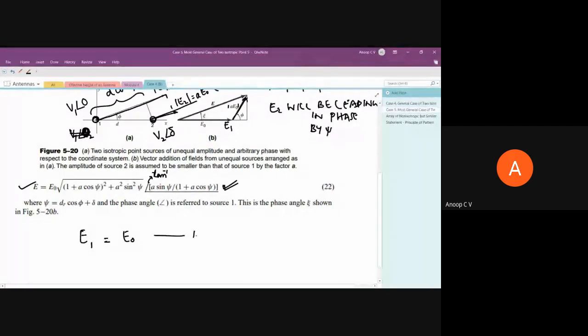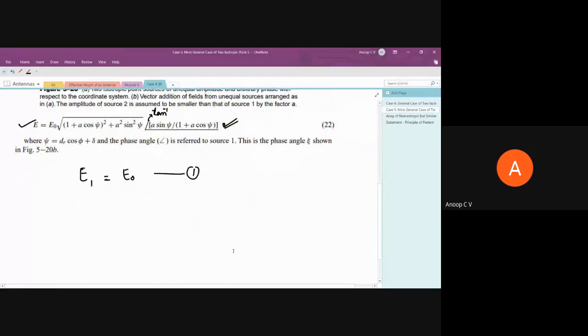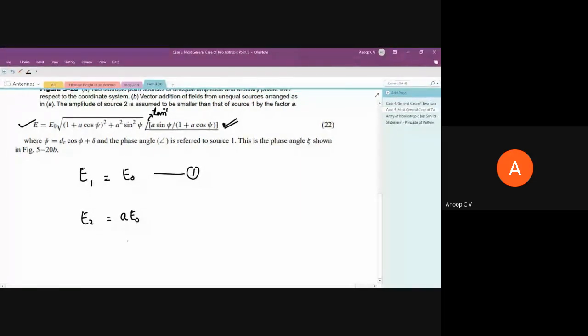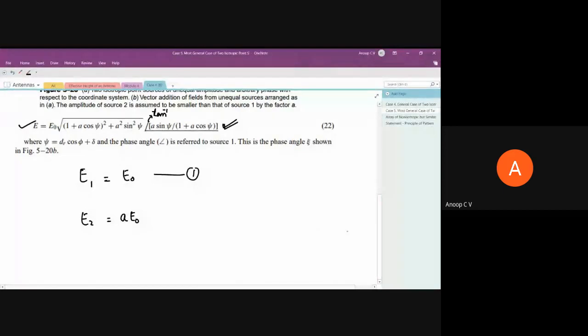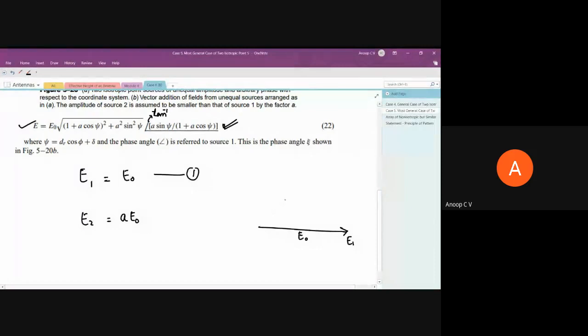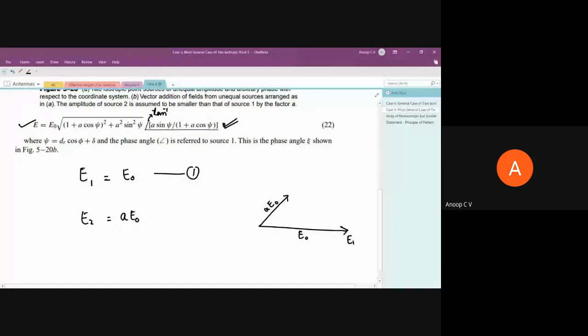So E1 is equal to E0. That is my phase reference, right? And then I can write E2, its magnitude is A E0, and it is leading with respect to E1 by an angle. So before that, I should draw the phasor once again. This is E1, whose magnitude is equal to E0. And E2's magnitude is less. E2's magnitude is A E0.